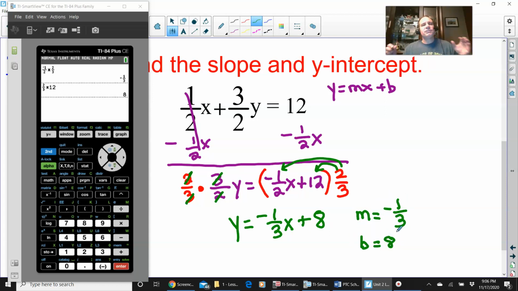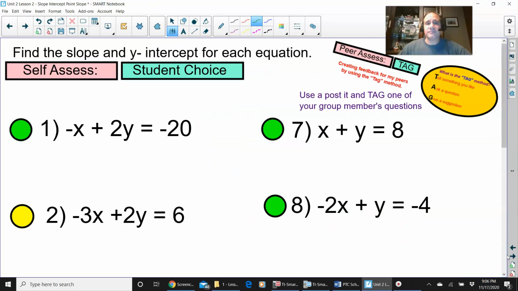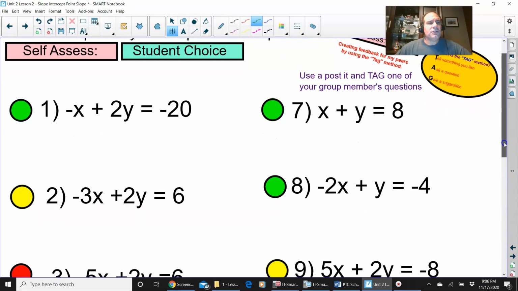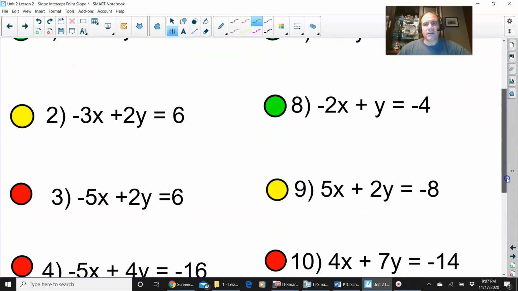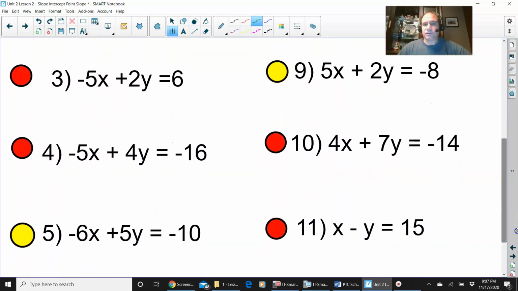Please, just don't freak out with these fractions. The calculator is going to help you through. It will always help you through. Please use it. Get one and you'll be okay. Trust me.